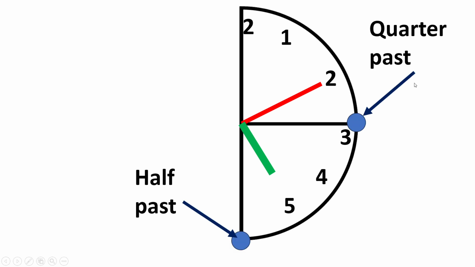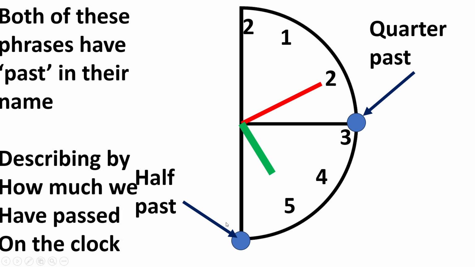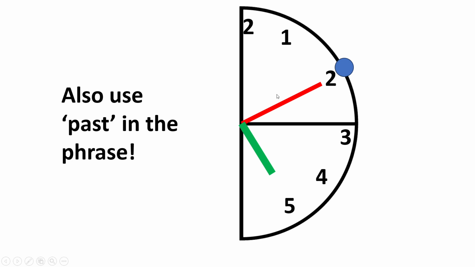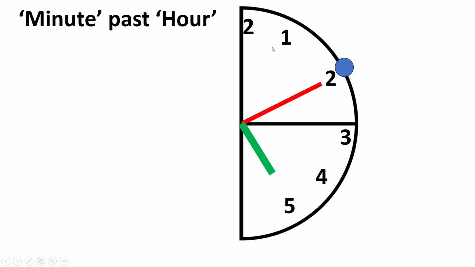We can see that they have quarter past and half past. Both of these phrases have the word past in their name. This is because this half of the clock describes by how much we have passed on the clock in minutes. So, when talking about other numbers on the clock in this half, we will also use past in the phrase when speaking. For this half, we're going to say the minute, then the word past, and then we're going to say the hour. So let's find the minute first.